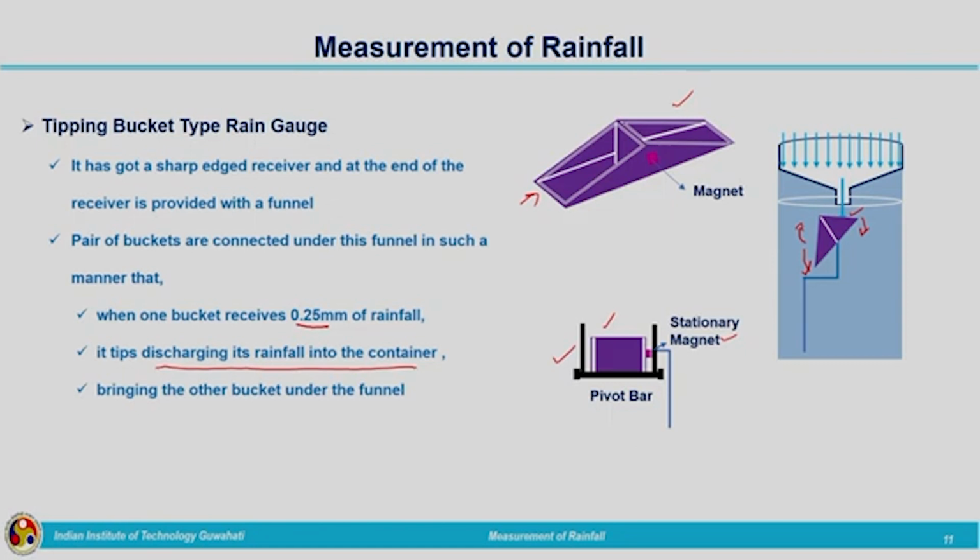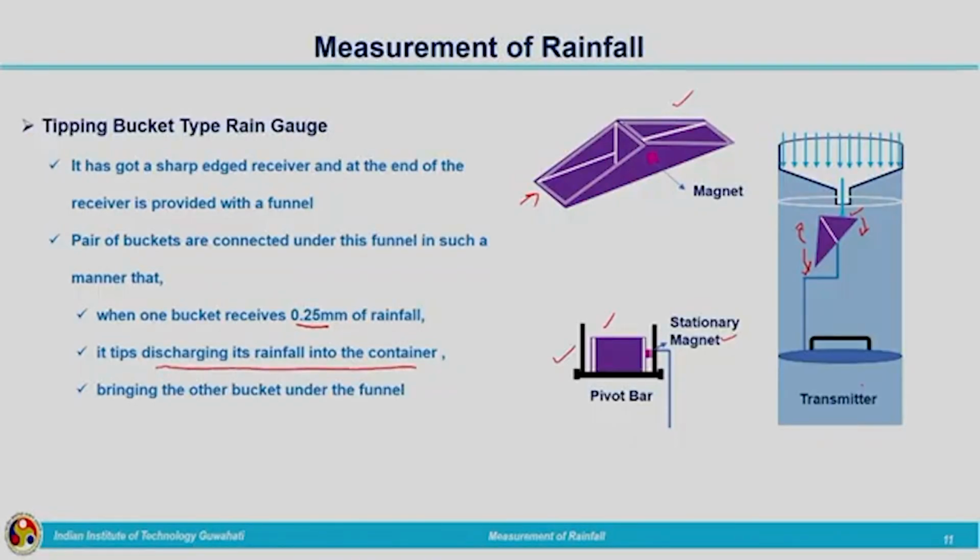Whenever this tipping is occurring, the signal will be transferred to the transmitter, or sometimes there will be a data logger. The data will be collected in the data logger. Different mechanisms and different technologies are there behind the data collection. The main basic principle is the tipping of buckets.